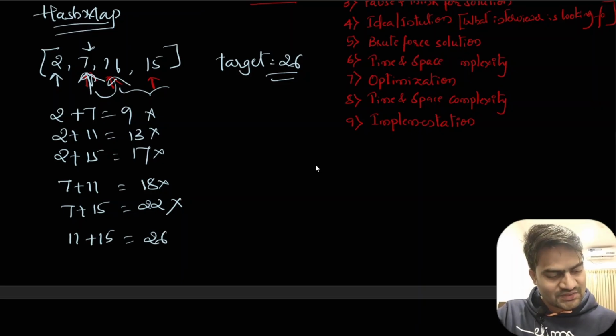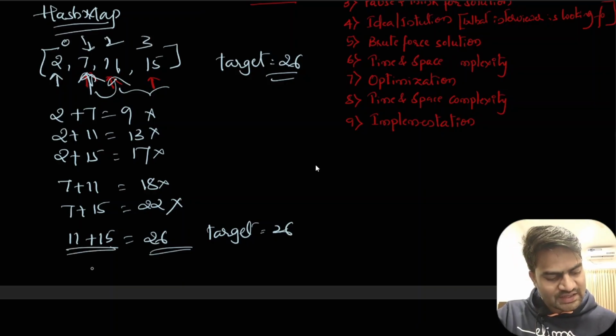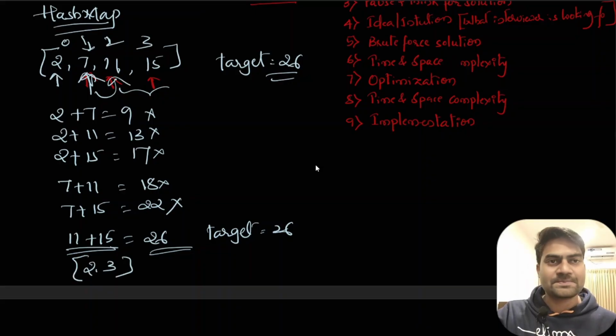Correct, right? So if this is the case, my target will be 26, and I can return these two indexes. Basically, these are 0, 1, 2 and 3, so I can return 2, 3. This is how, with brute force, we will try to find the target.